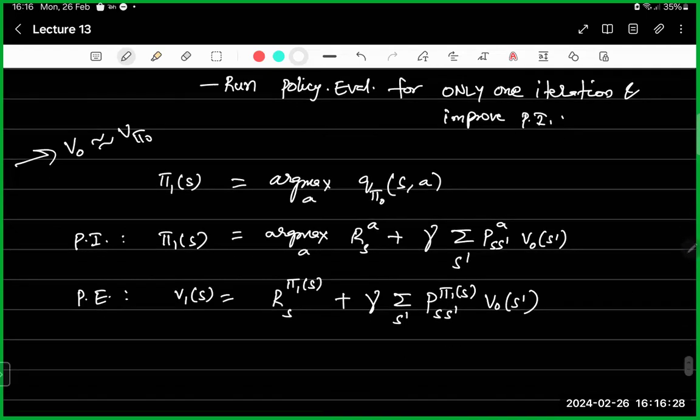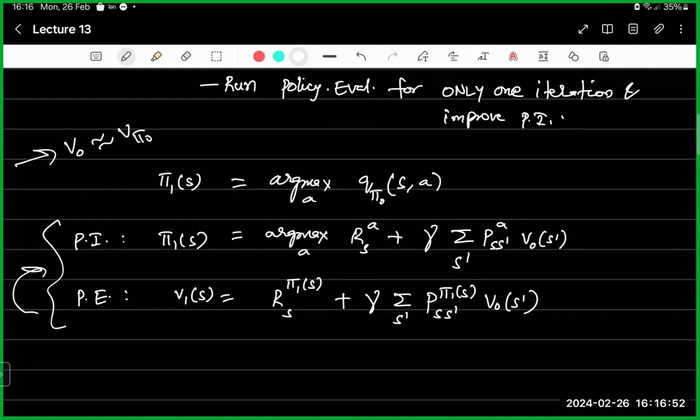So now we'll keep repeating these two steps, right? You start with some arbitrary v naught and you just improve that. Okay. And then you evaluate it. And then just repeat these two steps. Okay. Here you are evaluating only for one step. Correct? And you keep repeating these things.